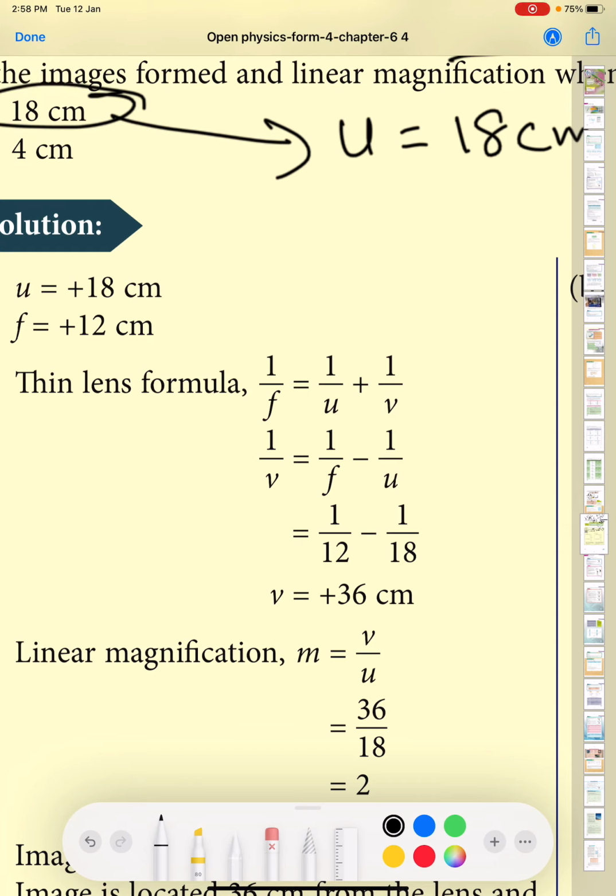So the question asks for the image, so we rearrange this formula. So we have 1 over f equals 1 over u plus 1 over v. We rearrange the thin lens formula, so we have 1 over v on your left hand side, and you bring 1 over f to the right. So you have 1 over f minus 1 over u. So the f value is positive, so you just substitute 1 over 12 over here. And minus, why is it minus? Because we just rearranged, okay? It's not because the object is originally negative. So minus 1 over 18, and then do your maths, you will get v equals positive 36.